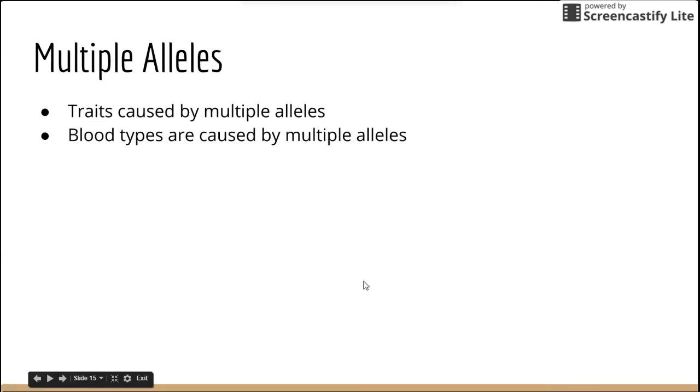Multiple alleles are traits caused by multiple alleles. Blood types are an example of this. For an example, blood type AB is caused by both A and B alleles for certain proteins and antigens.